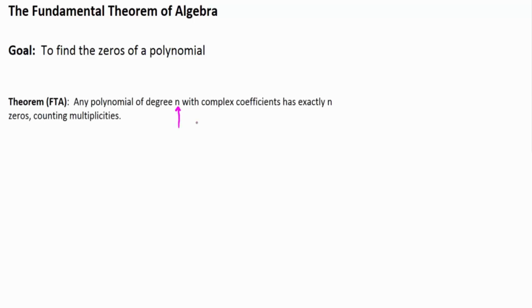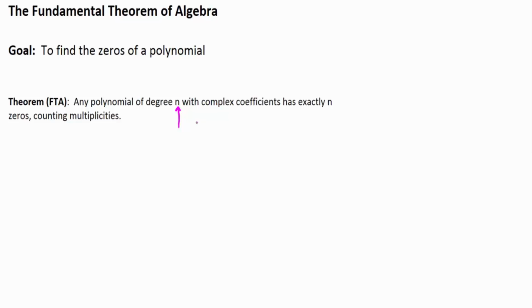So what does the fundamental theorem of algebra say? It says that any polynomial with degree n, now n is going to be a counting number, right? Like 1, 2, 3, 4, and so on, with complex coefficients has exactly n zeros, as long as you count multiplicities.